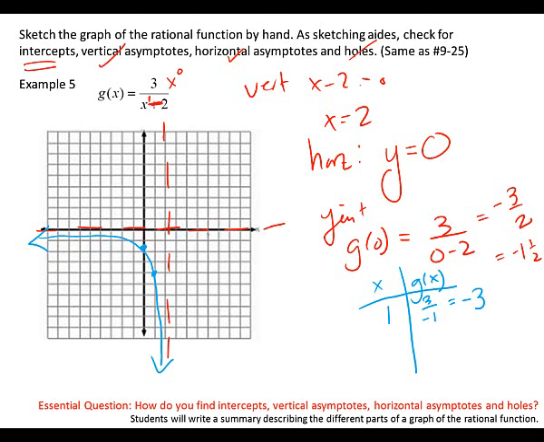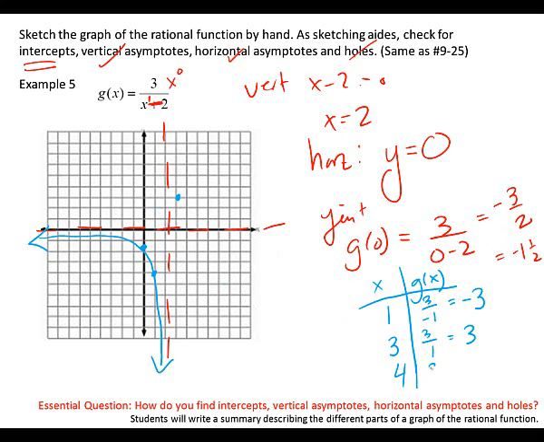So now I want to pick values that are to the right of my asymptote. What are some numbers that are to the right of the asymptote? 3. 3 would work. What else? 4. Perfect. All right, so I'm going to do 3 and 4. I'm putting in, I've got 3 on the top. What is 3 minus 2? 1. So I know I've got a point at 3, 3. So I'm going to go out 3, up 3, and get a point.